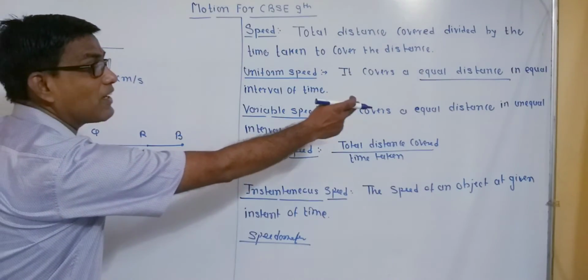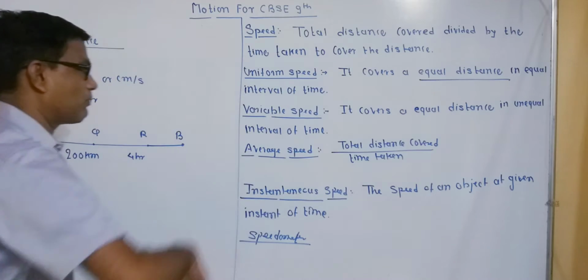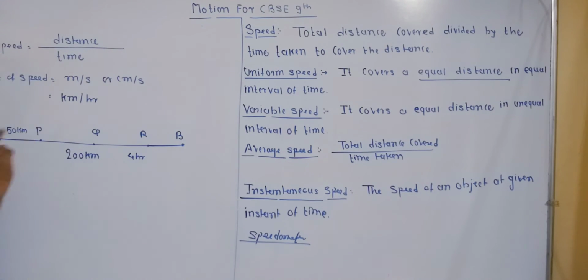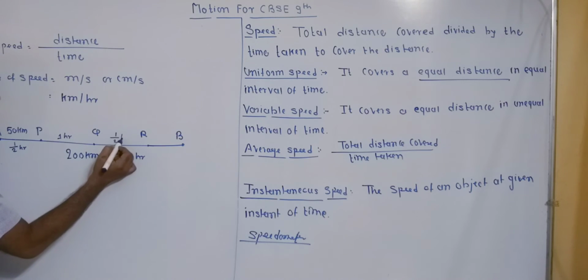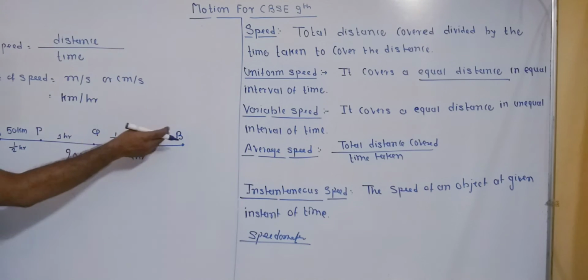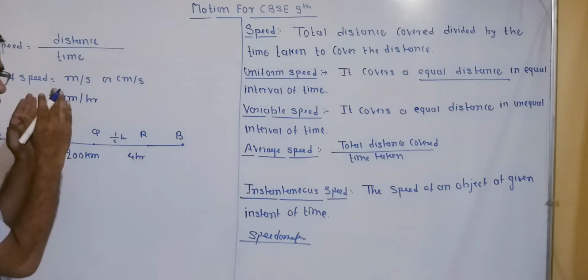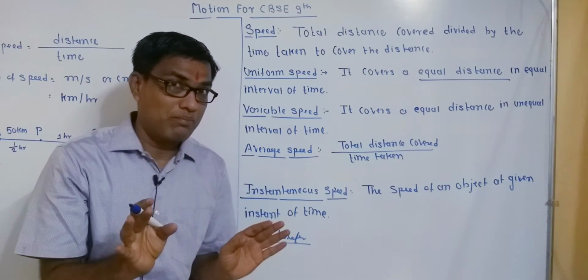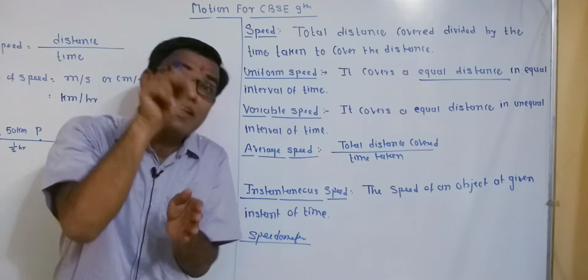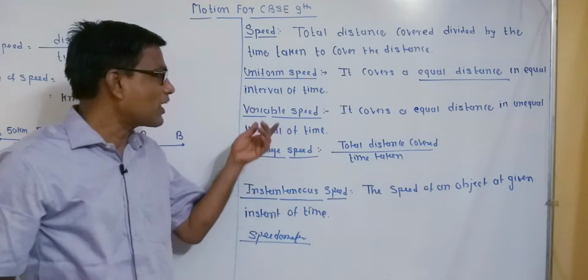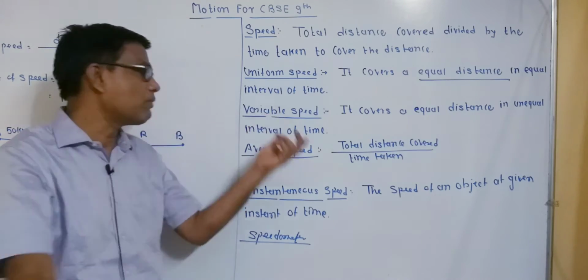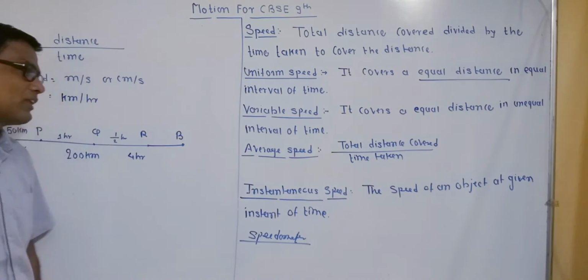It covers an equal distance in an unequal interval of time. Means suppose 50 kilometers can be covered in the first half hour, and the next 50 kilometers can be covered in 1 hour. Again it covers in half an hour, again it covers in 1 hour. Means the distance covered by the body is the same, but the time interval to cover that distance is different. That type of speed is called variable speed.